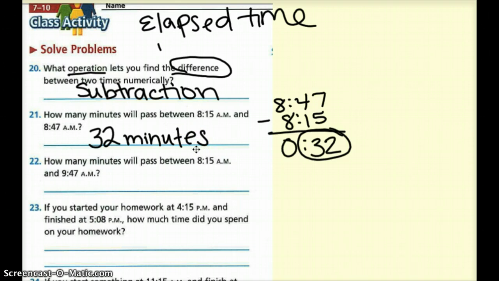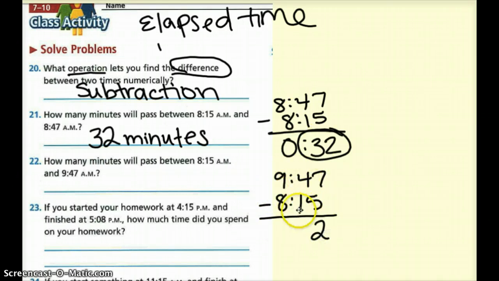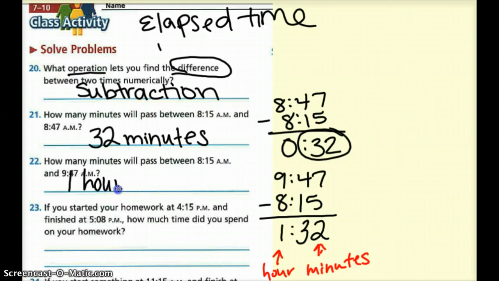How many minutes will pass between 8:15 a.m. and 9:47 a.m.? So now we have 9:47 a.m. and 8:15 a.m. The earlier time will go on the bottom, so 7 minus 5 is still 2, 4 minus 1 is 3, colon, 9 minus 8 is 1. So this equals 1 hour and 32 minutes. So I will write 1 hour, 32 minutes.